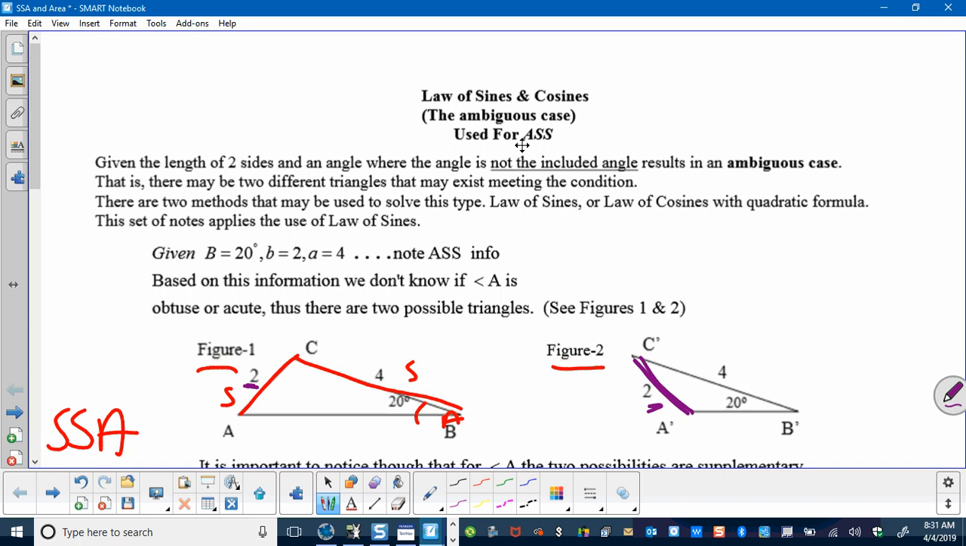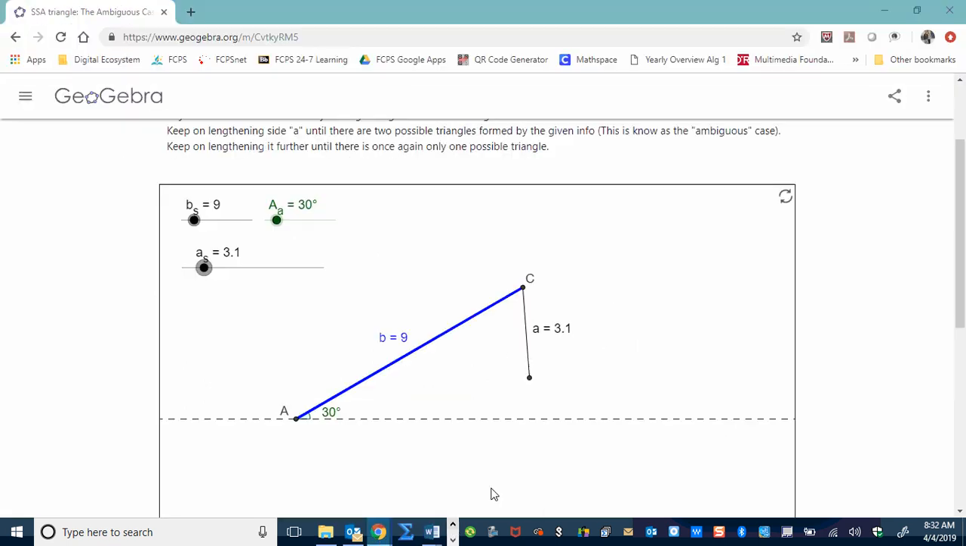Notice over here, this side length is still 2, just like the other red triangle in figure 1. And this purple triangle is completely different than figure 1. But that side length is still the same. The side length of 2 is still the same. So let's look at this with a better visual.